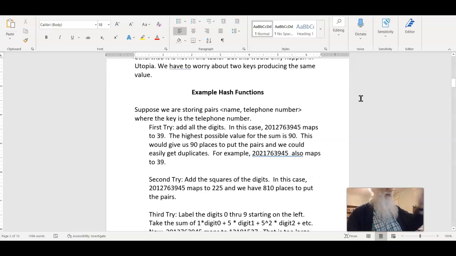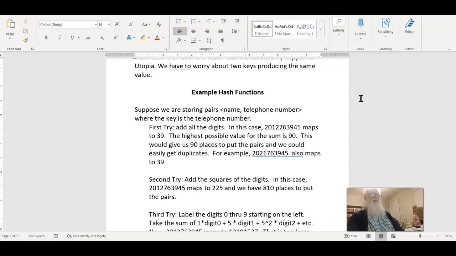Now, here are some examples of hash functions. We could take all the digits and add them together. So I used the telephone number there that has an area code in it. It's 10 digits. So the largest number I could get is 90. That would give me only 90 places to put the pairs. And surely we would get duplicates. Only 90 might be a very small telephone address book that you have, but certainly not for a big metropolitan area or something.